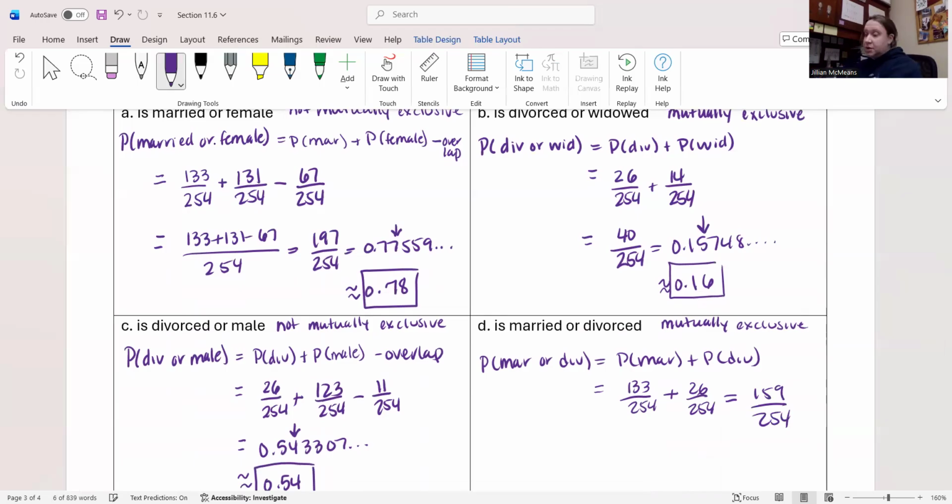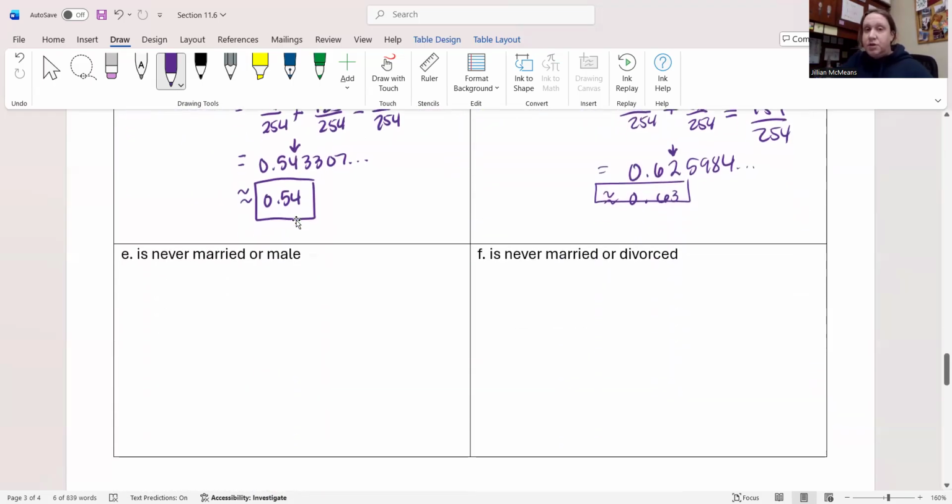And then we want to convert this to a decimal. So if I do 159 divided by 254, I get 0.625984, and so on. Okay, we're going to go to the hundredths place. So that's this 2 right here. To the right, I have a 5, which tells me to round up, so 2 becomes a 3, and I chop everything after that off. So I get 0.63. So if I were to randomly select somebody from this table, the probability that they're married or divorced would be like a 63% chance. And then finally, we've got 2 more.